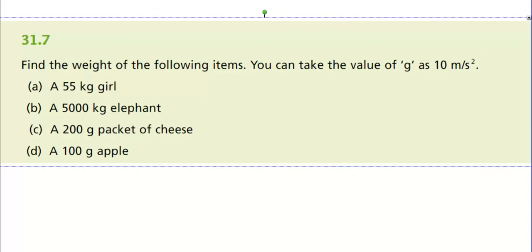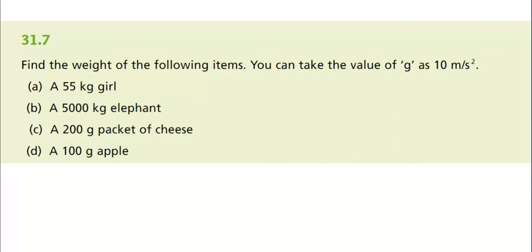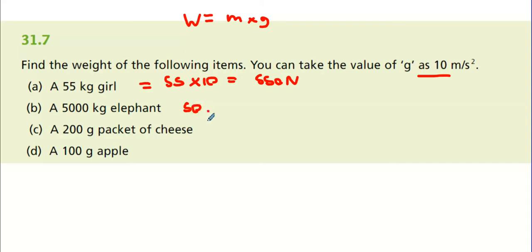31.7. Find the weight of the girl using the following items. Take the value of g as 10. Now, weight equals mass multiplied by gravity. So it's 55 multiplied by 10, which is 550 newtons. A 1,000 kilogram elephant is 5,000 multiplied by 10, which is 50,000 newtons.